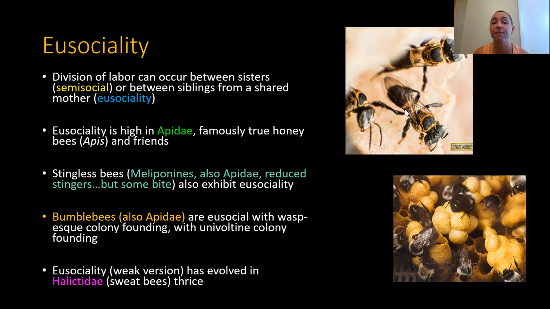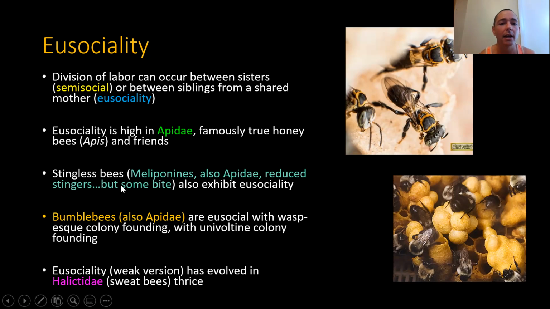So eusociality is very high among the Apidae, which contain most of the bees that you know of, which include honeybees, genus Apis, but stingless bees as well. Meliponine bees are called stingless bees. They don't really have very elaborate stingers. Some of them still have stingers. Most of them do not sting, but they can still bite the hell out of you. So they can still swarm defend their colony in line with that fortress defense hypothesis for being the evolutionary precursor to eusociality. Bumblebees are also an Apidae, genus Bombus, and they are eusocial as well.